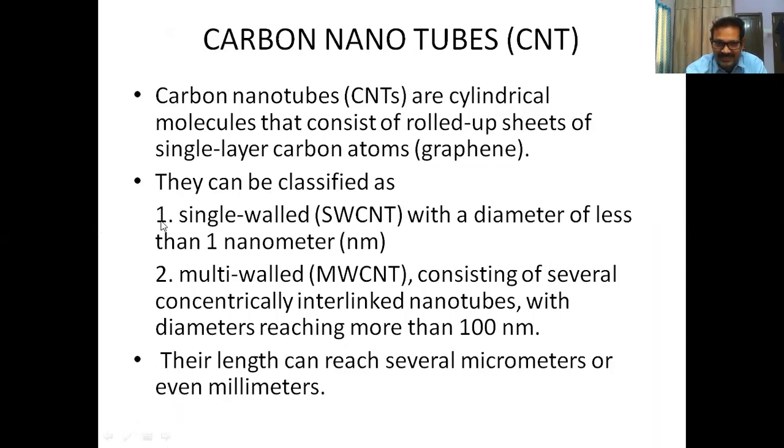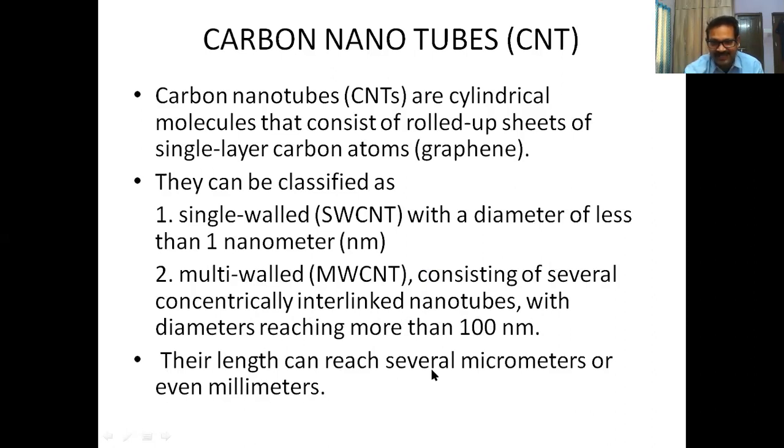They can be classified as single-walled carbon nanotubes, with a diameter of less than 1 nanometer. 1 nanometer or less than 1 nanometer sheets are there. We can call them single-walled carbon nanotubes, or otherwise multi-walled carbon nanotubes, consisting of several concentrically interlinked nanotubes with diameter reaching more than 100 nanometers. So when more such carbon nanotubes are rolled, the diameter will be further increased. Then we normally call it multi-walled carbon nanotubes, with diameter extending up to 100 nanometers.